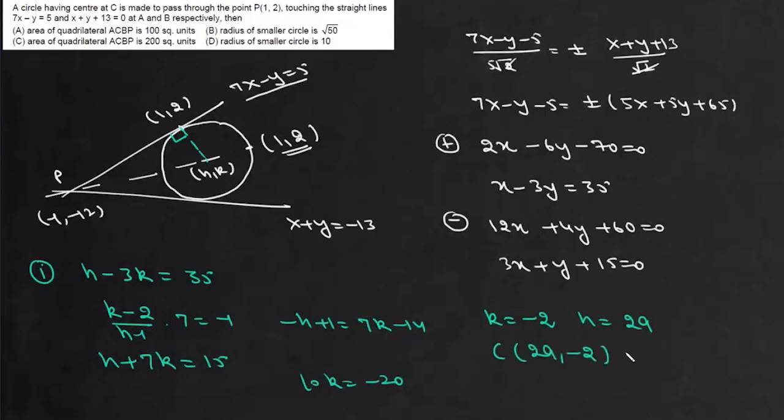So its center will be at 29 comma minus 2, and its radius will be under root of 28 square plus 4 square.